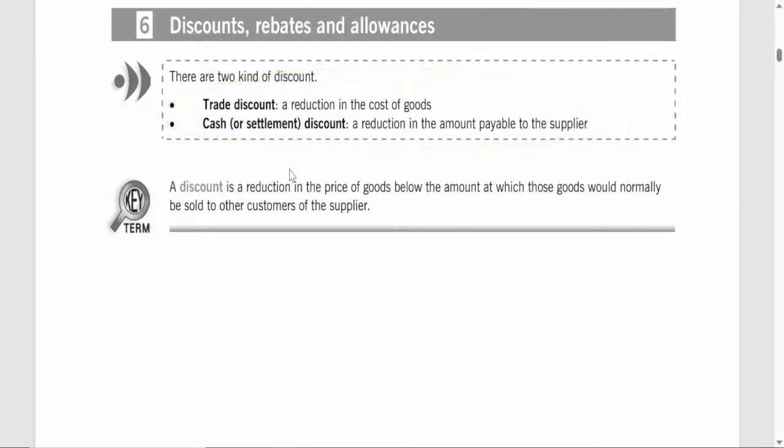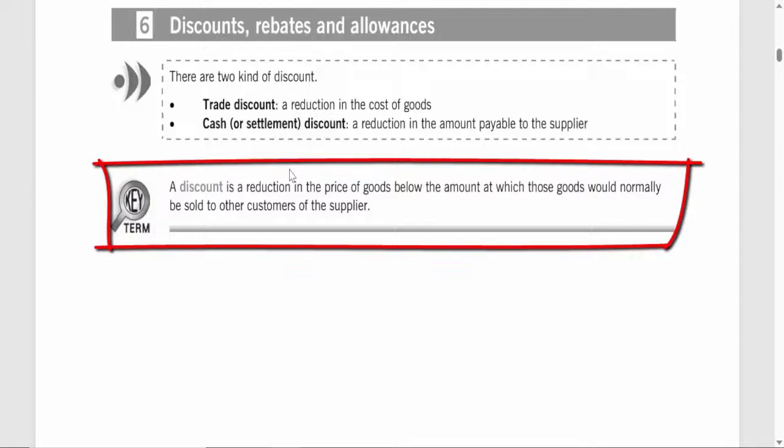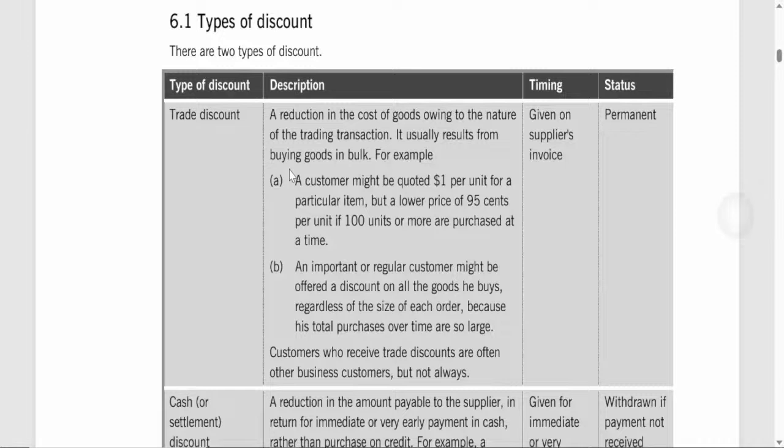What is a discount? A discount is simply a reduction in the price of goods or services. It's a way for sellers to adjust prices, often to encourage more purchases or faster payment. When a discount is offered, the buyer pays less than the standard price that other customers might pay. Types of discounts. 1. Trade discount.